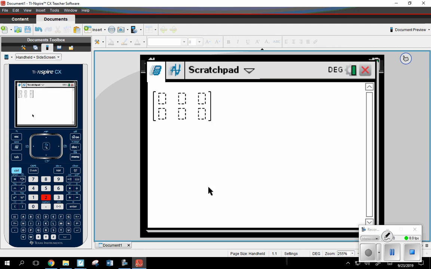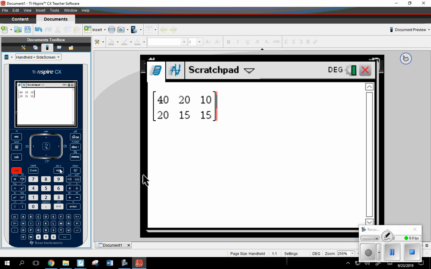So I'm going to type in my information, 40. Then we had 20 and 10. And then we had 20, 15, and 15. Okay, so I've got the information in. Now I need to store this under a variable. How do I do that? Ellen. Control, and then the variable button right here. See, the blue is the store. We can call it whatever you want. I'll just call it X.